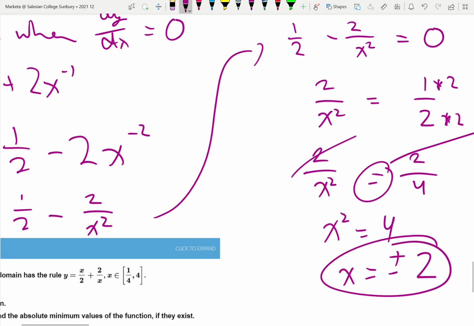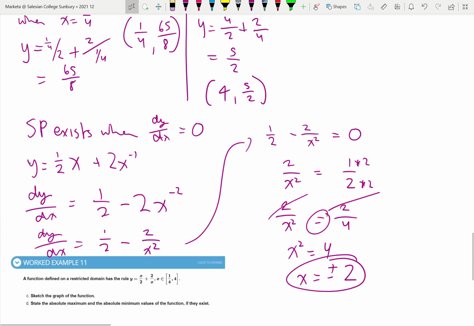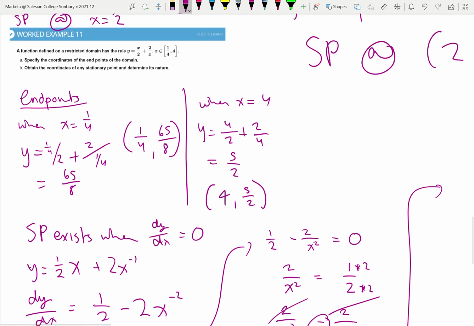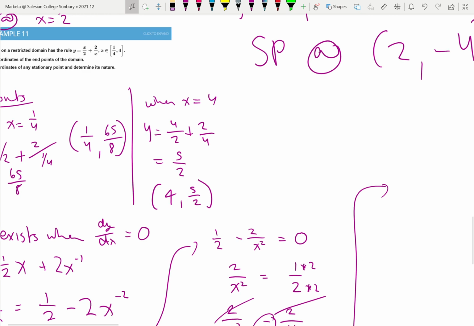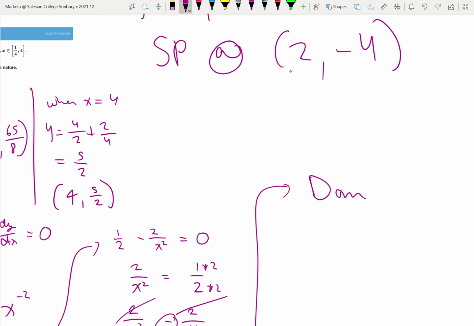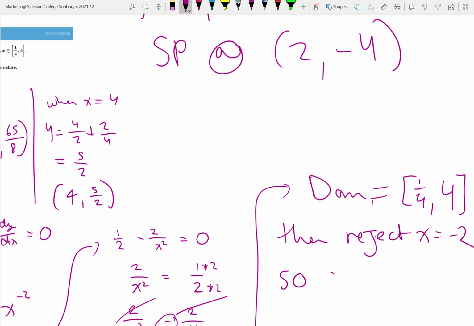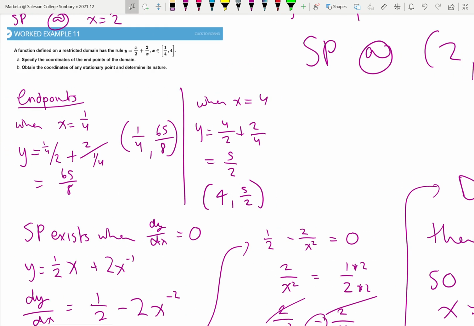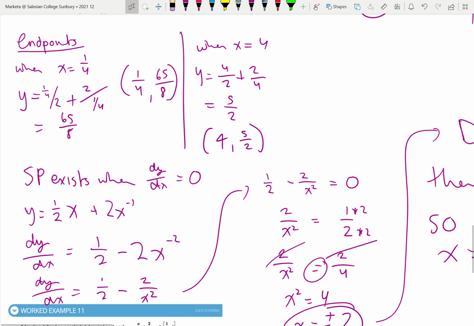Now, we need to be careful because not all values are necessarily within the domain. And in this case, we've got a domain from 1/4 to 4. So if the domain is 1/4 to 4, then reject x equals -2. So a stationary point exists when x equals 2 only. So we've found the x value, it's a 2, and we need to state the nature of that stationary point.